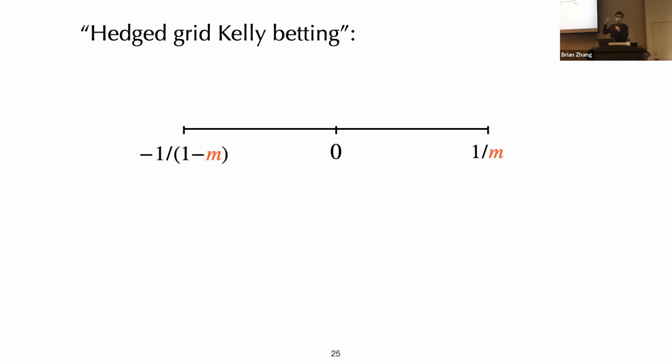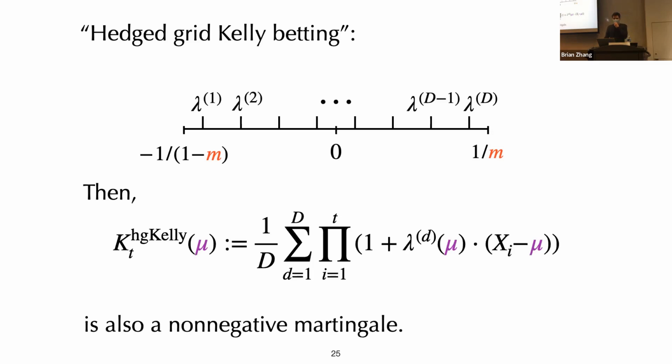I can choose anything in here. So if I don't know which one to choose, I'll just choose all of them, or I'll choose a bunch of them. So for some large value of capital D, I'll have lambda 1, lambda 2, and up to lambda D. And then hedged Kelly betting, or hedged grid Kelly betting, is basically just saying, all right, I'll just use a fixed constant strategy for each of these, and I'll take the average of all of their wealths.